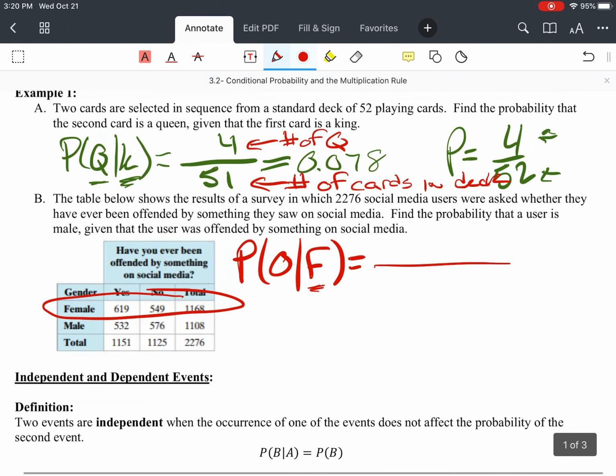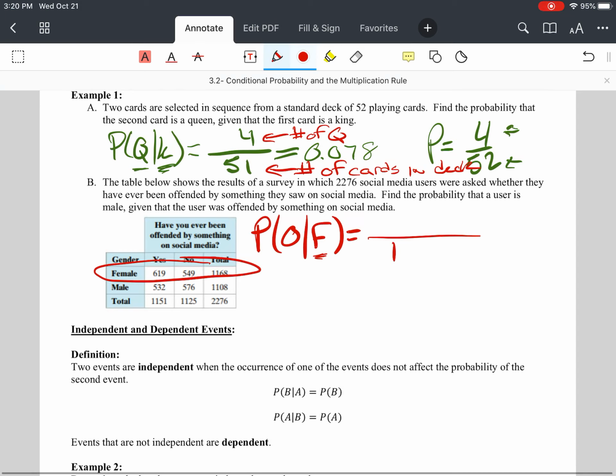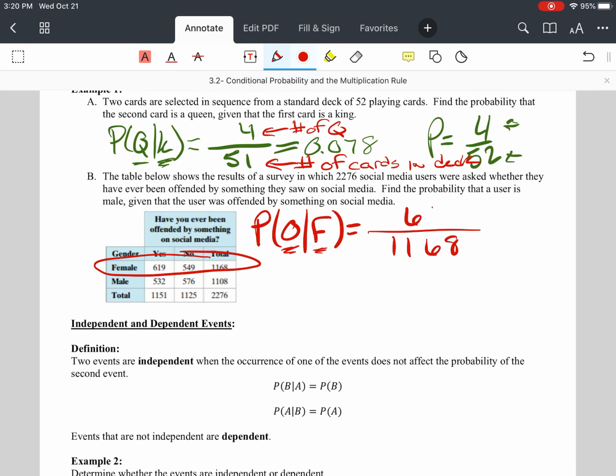Okay, so in total we have 1,168 females. Now how many of those females were offended? Well, there are 619 females who were offended.